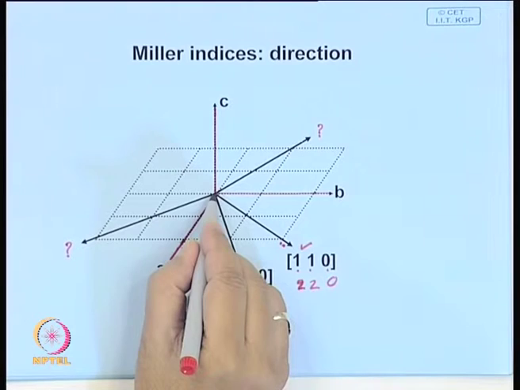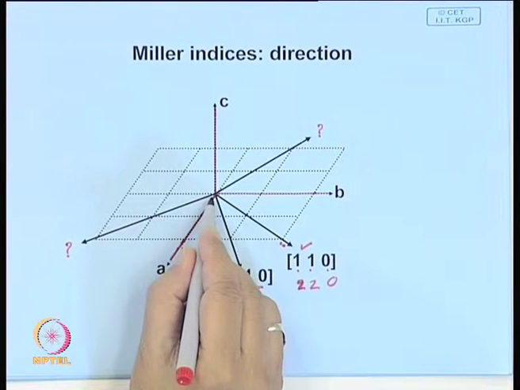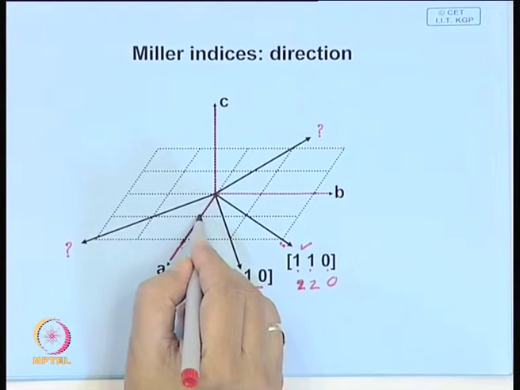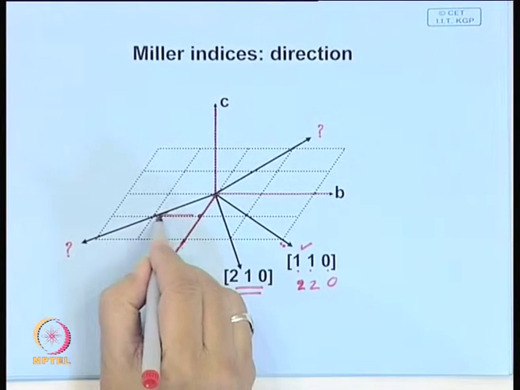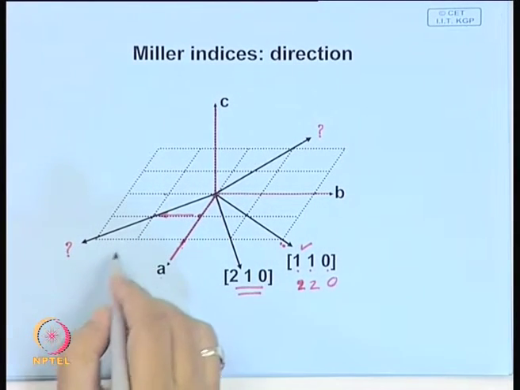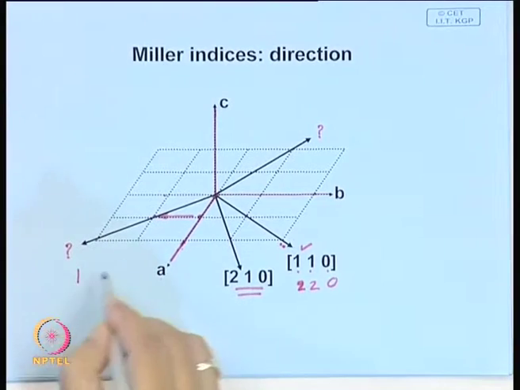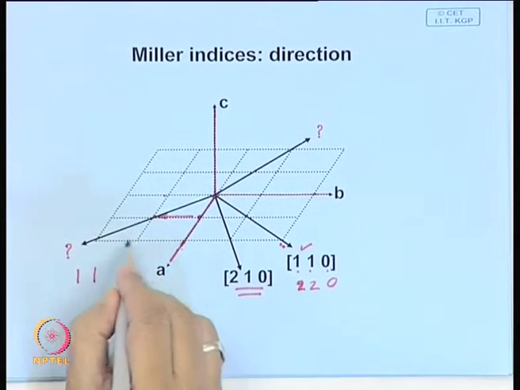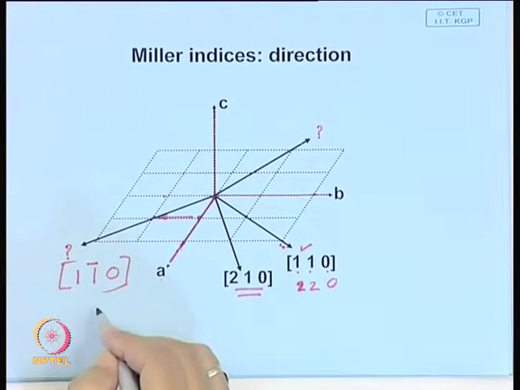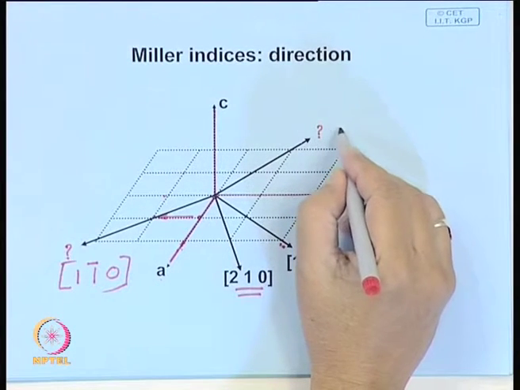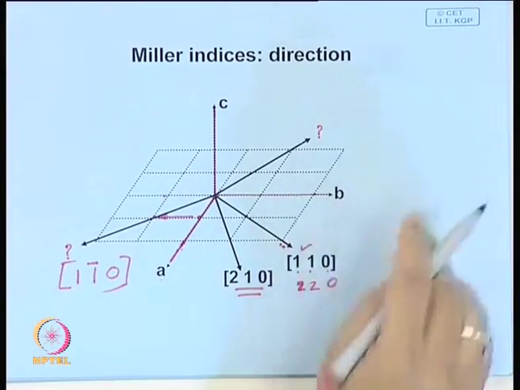What happens if it goes in the negative direction, like in this case? Here you go along the positive direction of A, 1 unit, and then you go another unit in the negative direction of B. So, in this case you will write 1, but negative along B, and it is customary to represent this as a bar: 1, 1 bar, 0. Similarly, you try and find out what will be the indices of this particular direction.